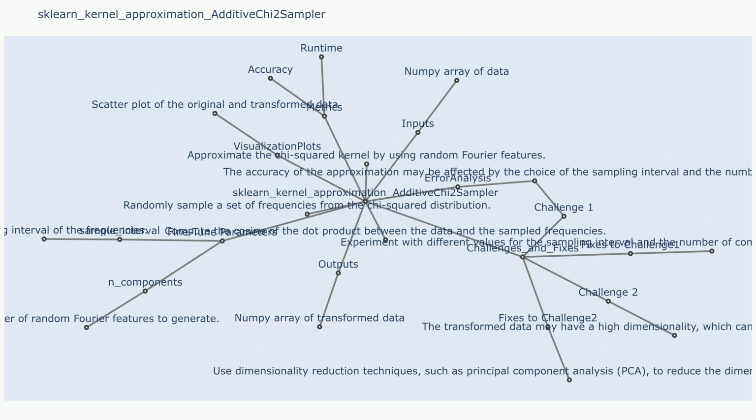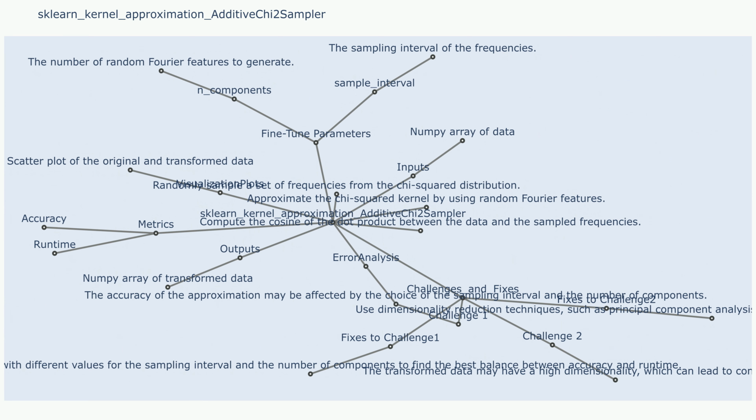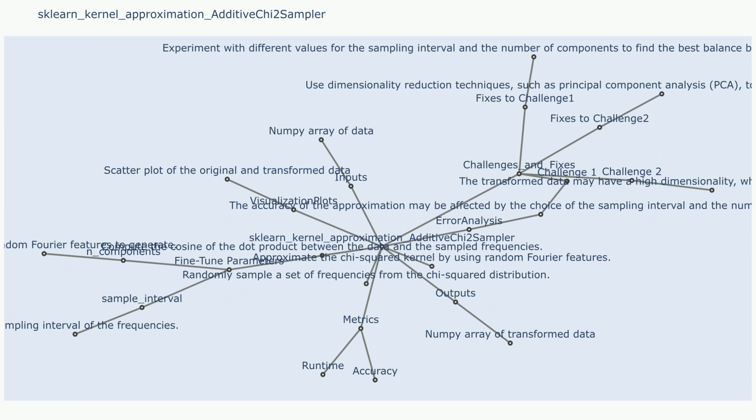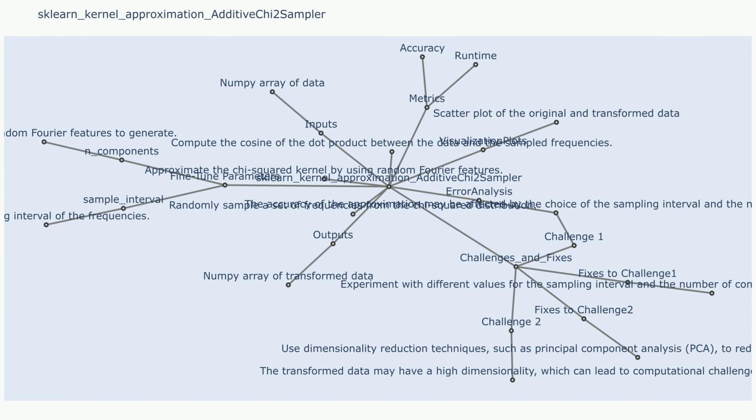Metrics: accuracy measures the closeness of the approximation to the original chi-squared kernel. Runtime measures the time taken to transform the input data. Visualization plots: scatter plot of the original data and the transformed data to visualize the mapping induced by the approximation. Histogram of the random Fourier features to visualize their distribution.